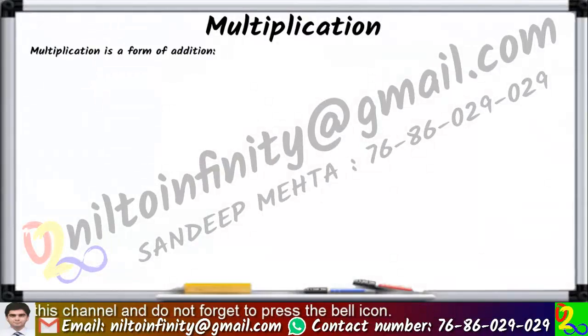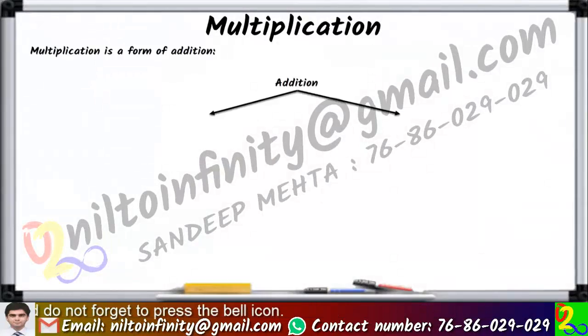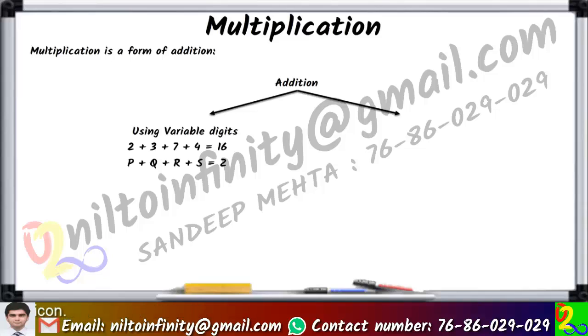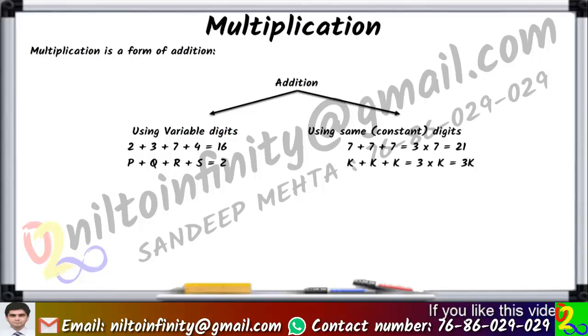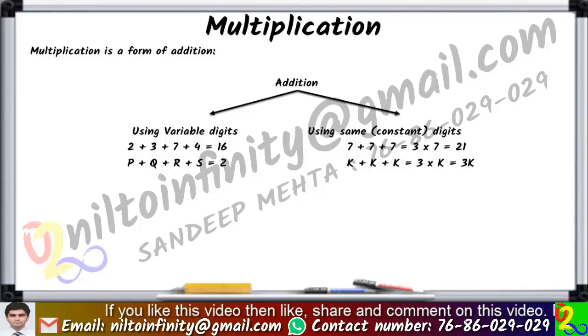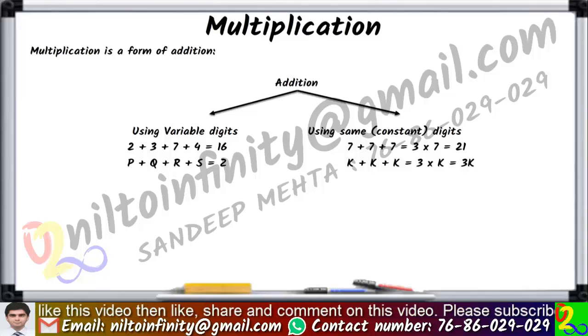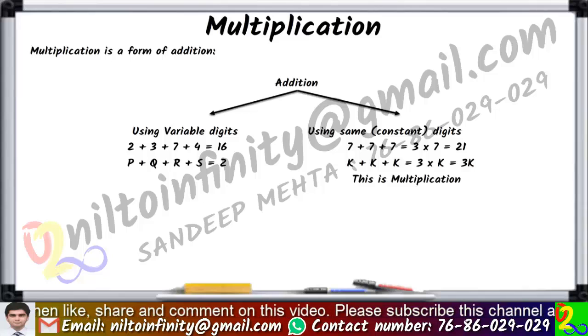Multiplication is a form of addition. Addition can be classified into 2 categories. Case 1. Using variable digits. In this case all the digits which are being added are not the same. Case 2. Using same digits. In this case all the digits which are being added are the same. This can be represented in the ways shown. This case is a form of multiplication.